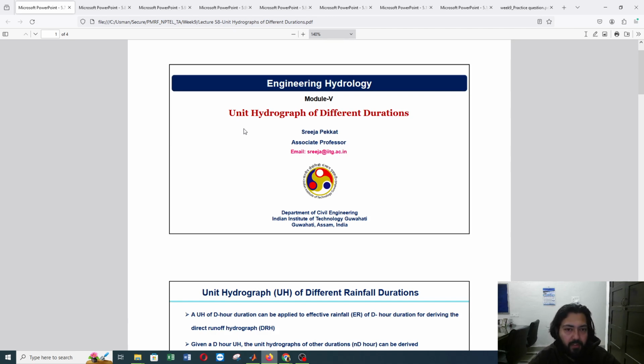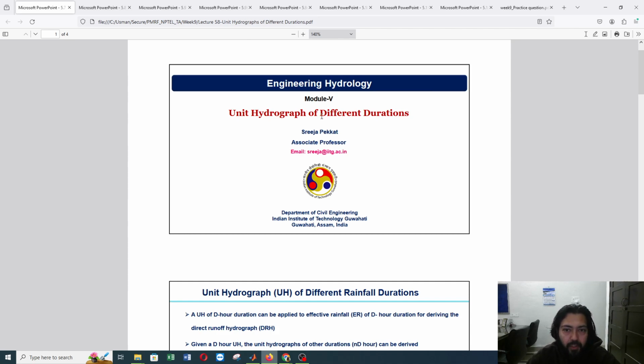So we started with unit hydrograph. We have seen the derivation of how we can derive unit hydrograph and how we can obtain DRH from a unit hydrograph, and then we looked into S hydrograph, right? Then from today's session, we continued with module 5.